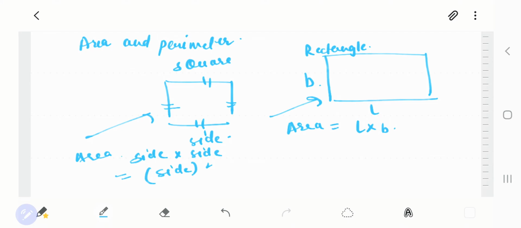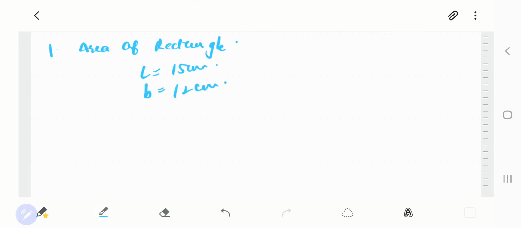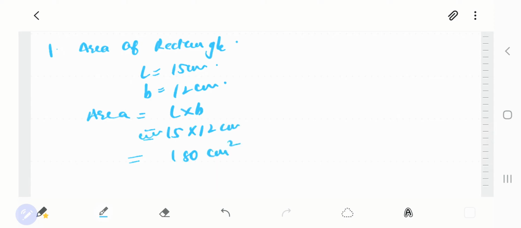Shall we start problems on these? Number 1. We have to find the area of a rectangle whose length is 15 centimeter and breadth is 12 centimeter. Area is length into breadth, 15 into 12, that is 180. If both are in centimeter, then you have to write centimeter square here. Clear? Area is always in square units.